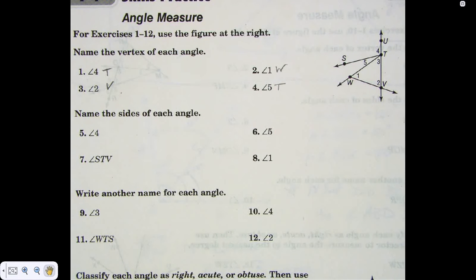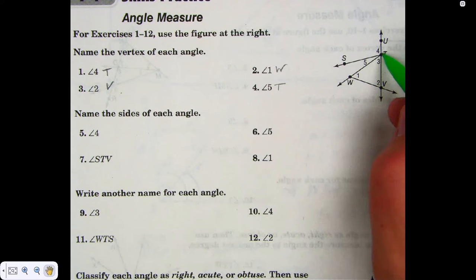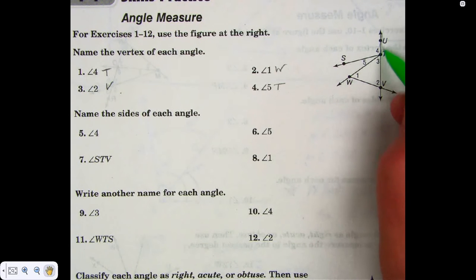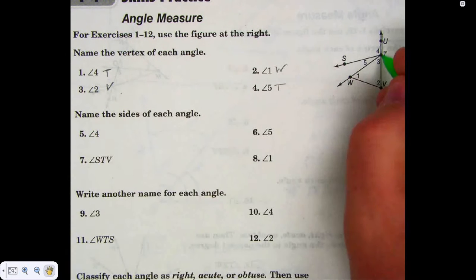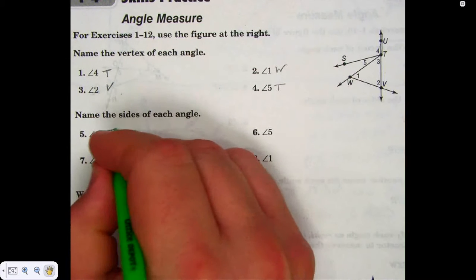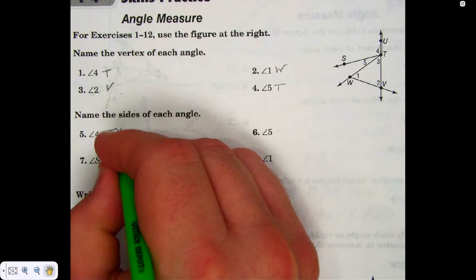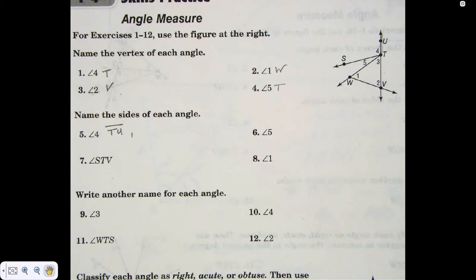Name the sides of each angle. Now this is where people have problems. The sides can be segments or rays. You can write it either way. I like to write them as segments myself. Angle 4. What's one of the sides of the angle? This thing right here, right? But I have to be able to write it. How could I write it? It's a segment, isn't it? Starts at T and goes to, so that's one of the sides, isn't it? I need the other side though. What's the other part?